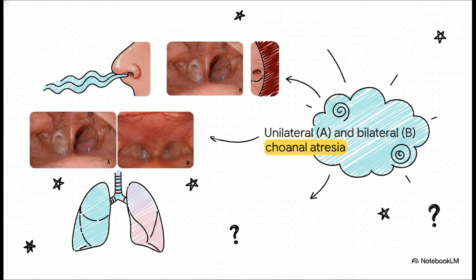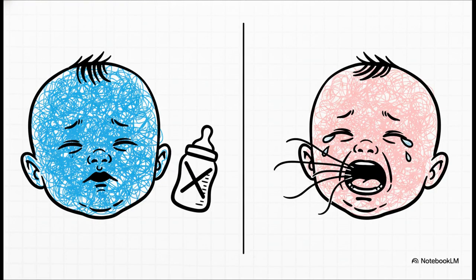Notice the difference we're looking at here. A unilateral blockage, so just on one side, often presents with a heavy, mucus-like discharge. But a bilateral blockage, that means both sides are sealed entirely shut. And here's the crucial point. A bilateral blockage is an absolute immediate emergency. Why? Well, because newborns are what we call obligate nasal breathers. They literally don't know how to breathe through their mouths unless they're actively crying.